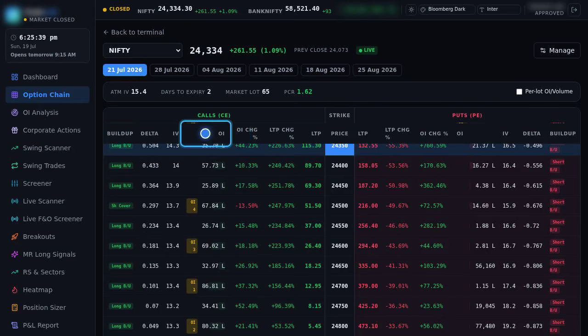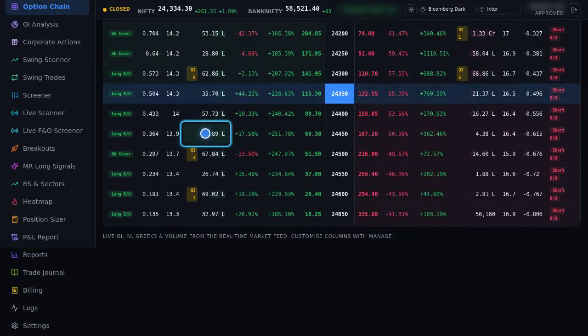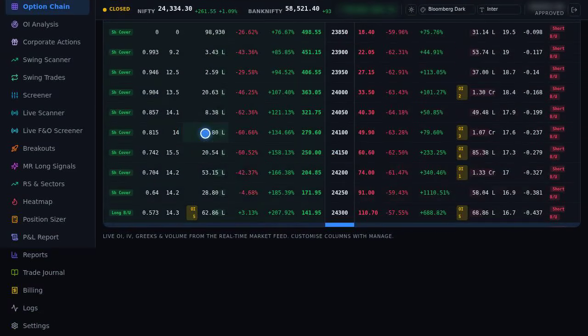A quick but important clarification, because beginners mix these up constantly: volume versus open interest. Volume is the number of contracts traded during the day. It resets to 0 every morning. Open interest is the number of contracts still held open. It carries over from day to day.